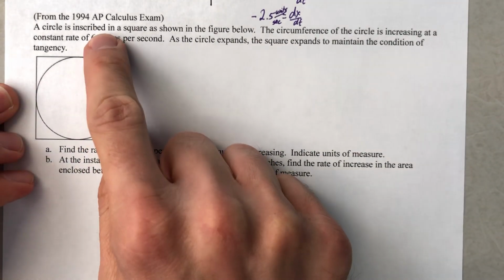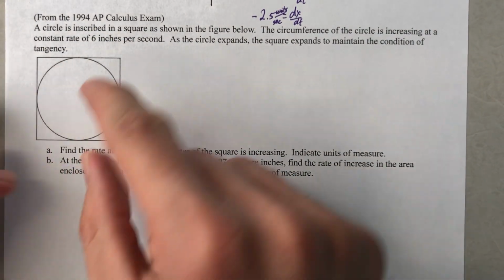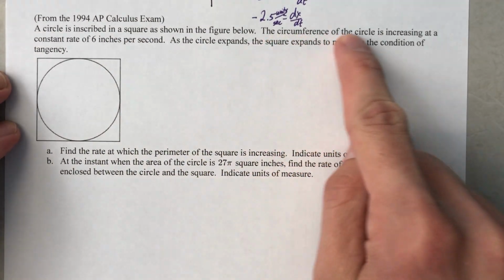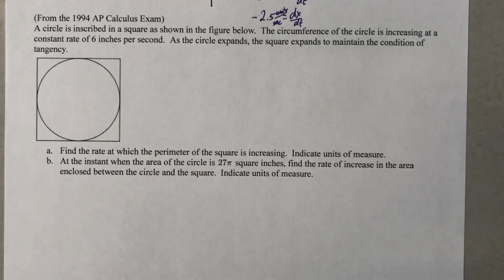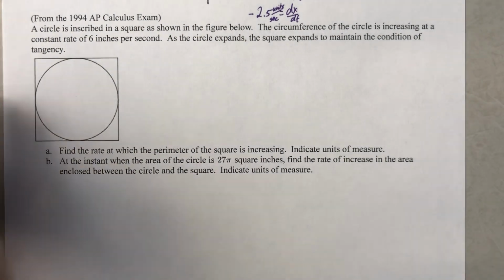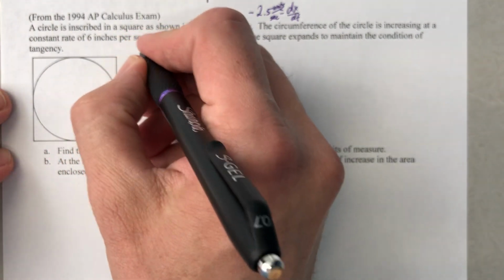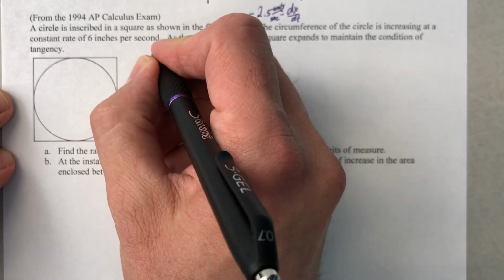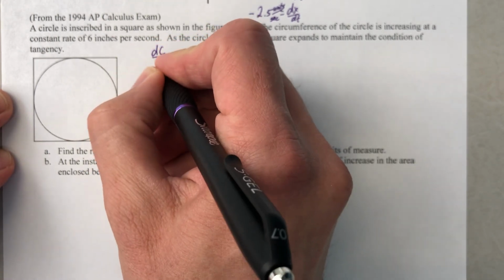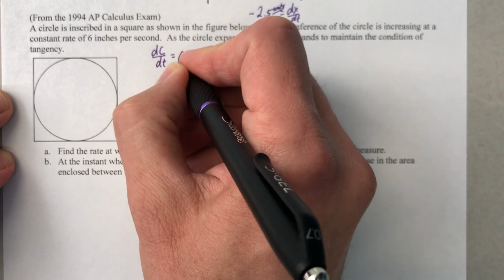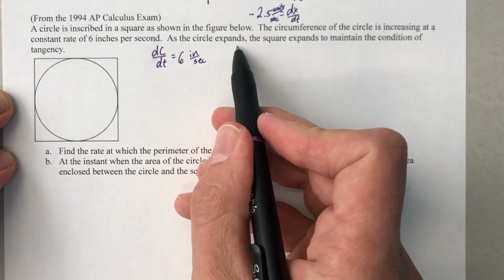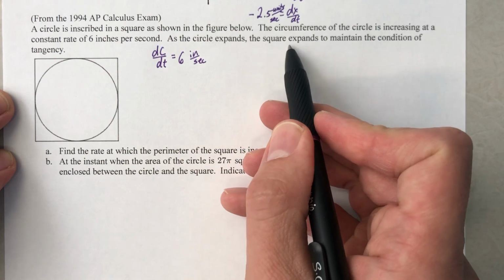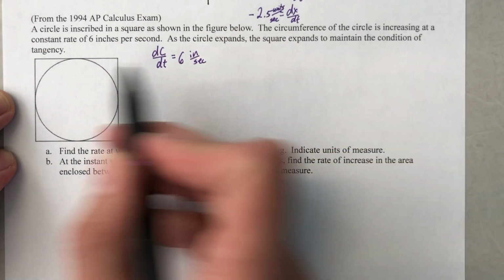When I say inscribed, basically this circle is stuck inside this square, and the circumference of the circle is increasing at a constant rate of 6 inches per second. When you read stuff like that, I just like to go ahead and start writing. That's what I do anyway. So let's start by saying that the circumference, dC/dt, is 6 inches per second. We know that much. As the circle expands, the square expands to maintain the condition of tangency.